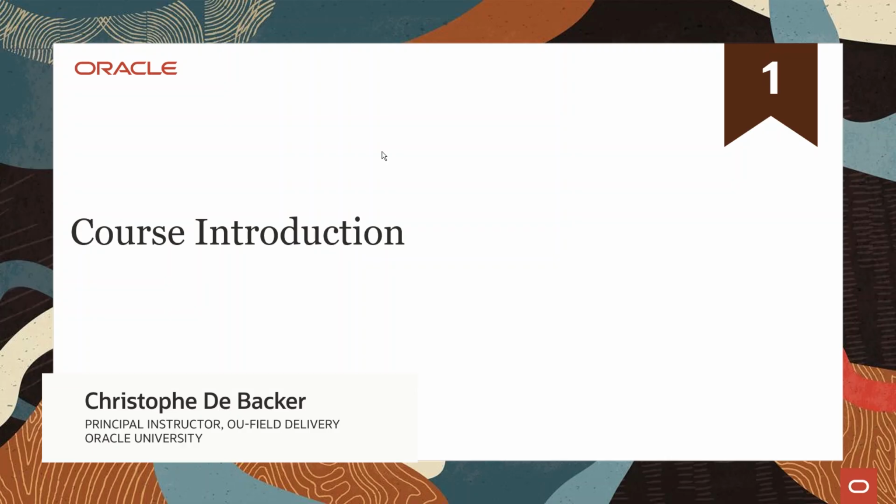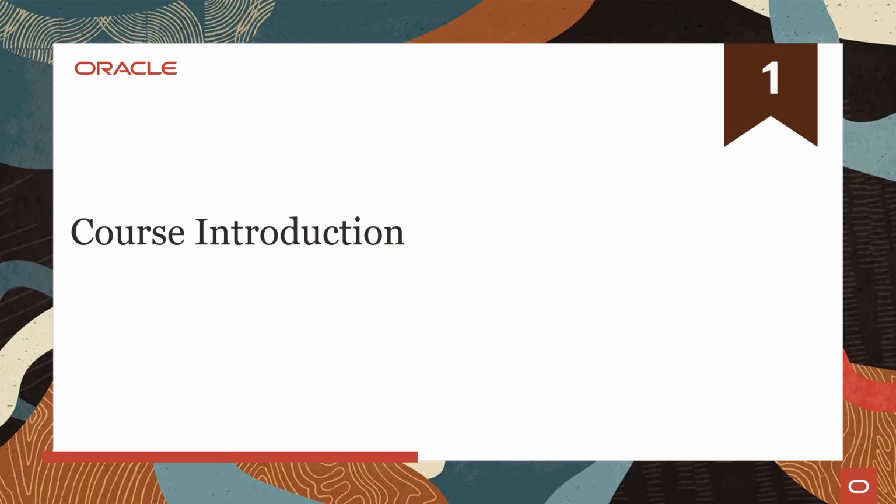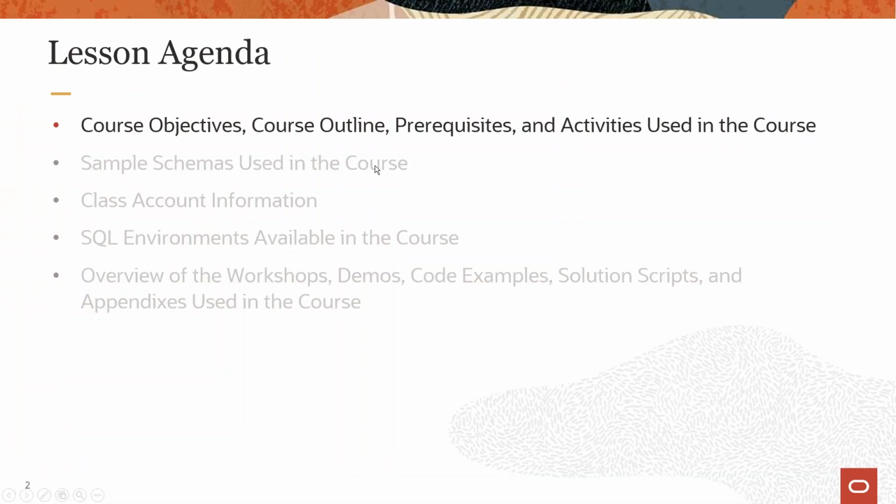This is the first chapter of the 19C SQL Tuning for Developers course. This chapter is called the course introduction. The first topics that we're going to discuss in this course are the course objectives, the course outline, the prerequisites, and the activities that are being used within this course.